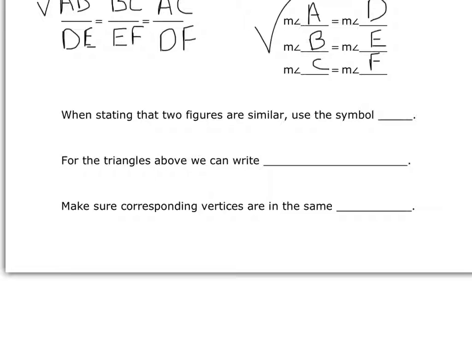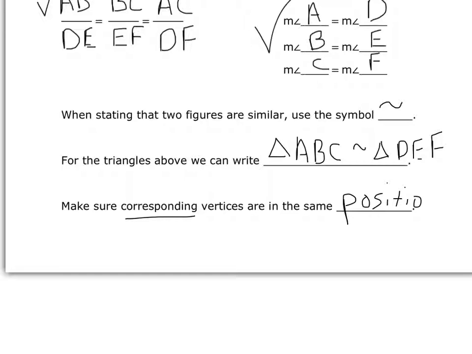When stating that two figures are similar, we use the following similar symbol. So up here from the triangles above, we could say that triangle ABC is similar to triangle DEF. Make sure the matching or corresponding vertices are in the same position. In other words, A and D were matching, B and E, and C and F were all matching positions, so they have to be in the same order when you're writing this similarity statement right here.